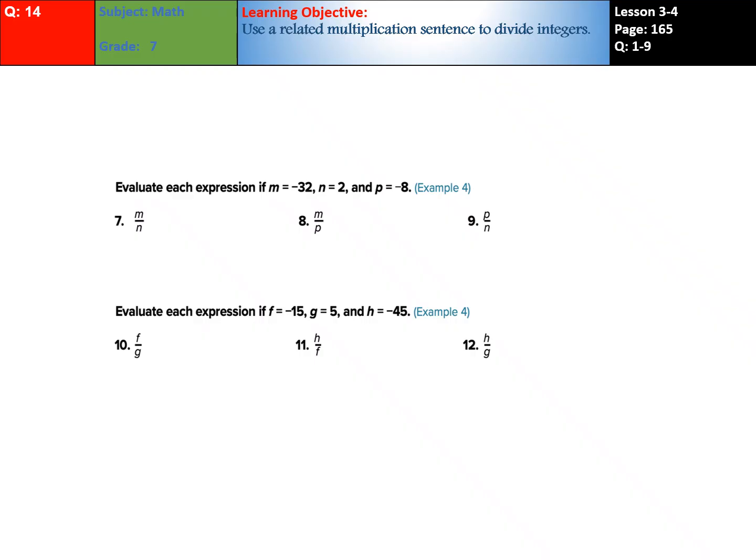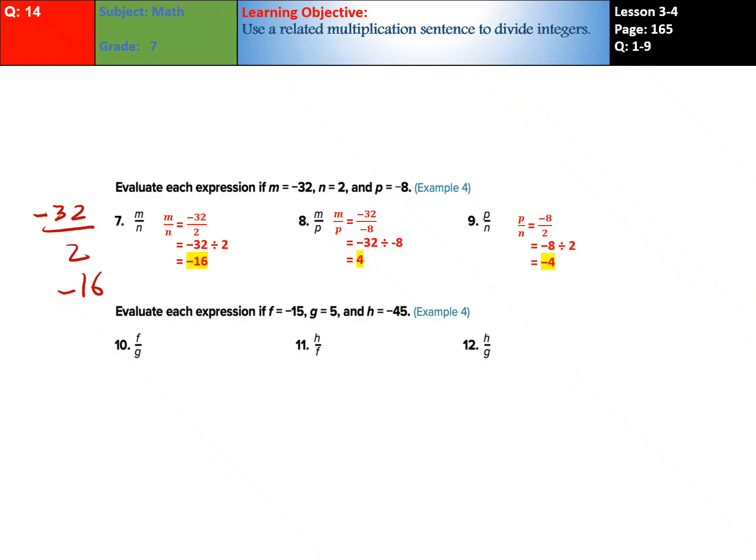Here, same like multiplying, we will divide integers. -32 divided by 2. Half of 32 is 16, so this is -16. The question number 2 is m divided by p. P is -8. 8 1 times 8, 8 4 times is 32, so the answer is 4. Now p divided by n. 8 divided by 2 is 4, negative.